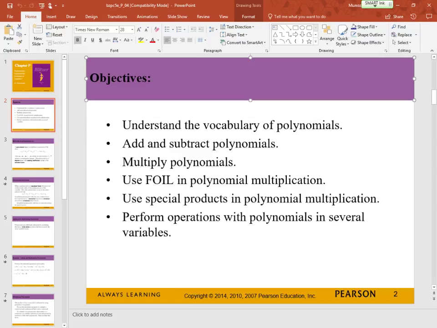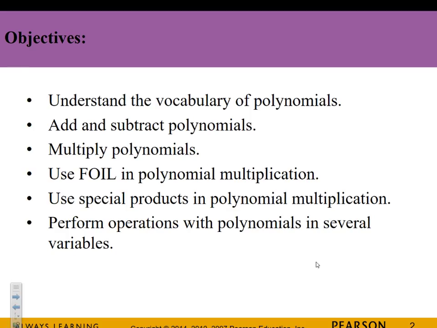Okay, so here's our lecture for today. We're doing P4, which is polynomials. Our objectives were to understand the vocabulary of polynomials, add, subtract polynomials, multiply polynomials, all these things I think we remember from second year algebra. Use the FOIL method. We'll talk about that. Special products like conjugates and perfect squares and all that good stuff. And then perform operations within several variables.